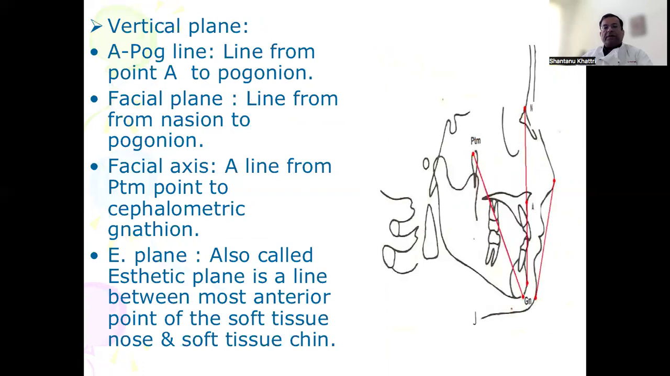Then there are a few vertical planes. APog line, a line from point A to pogonion. Facial axis, a line from PTM to cephalometric gnathion. E plane, also called the esthetic plane, is the line between the most anterior point of the soft tissue nose and chin.